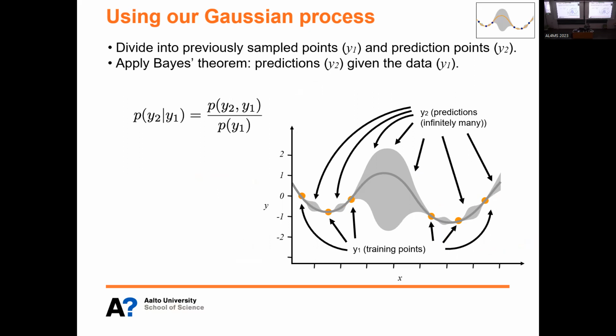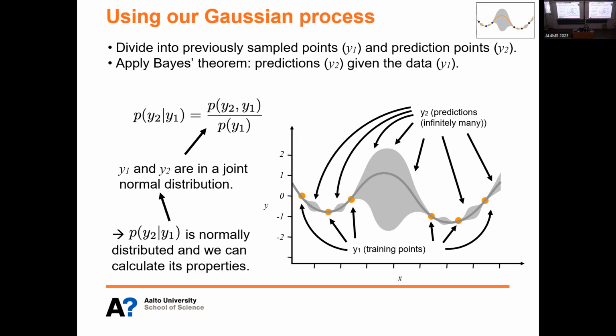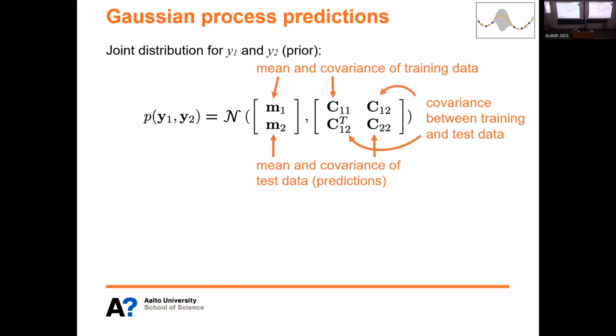And now that we have a Gaussian process defined, we can combine that with Bayes' theorem. So we want to look at the probability distribution of predictions y2 given the data y1. In this case, our y1 and y2 are in a joint normal distribution, and we can easily calculate the conditional probability of y2 given points y1. And this is how the joint distribution for y1 and y2 looks.